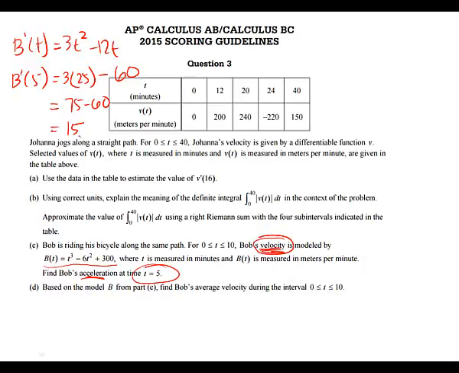What would I label it with? Meters per second squared. Meters per minute squared. So you got 2 points for that. 1 point for calculating your derivative and 1 point for the answer.